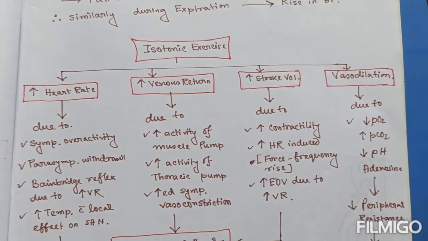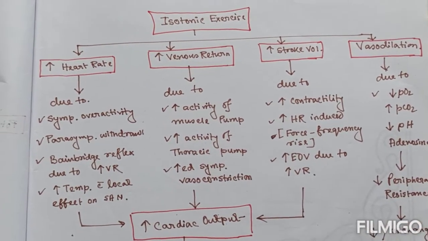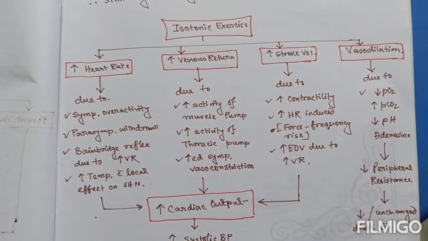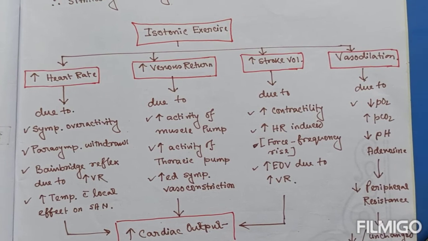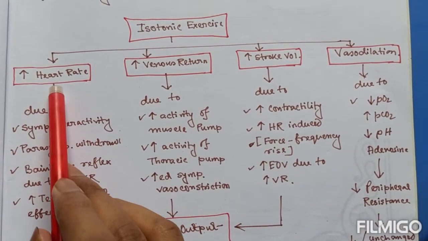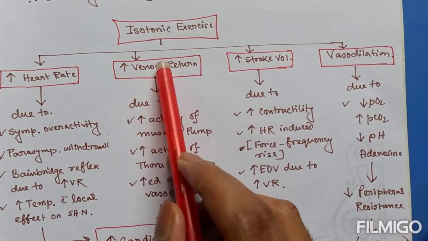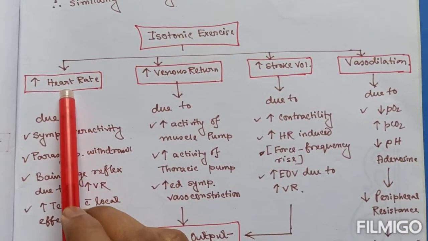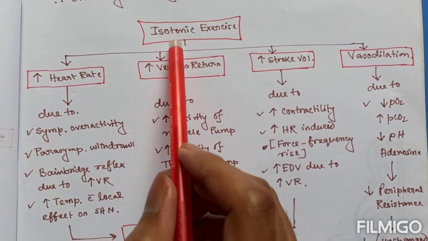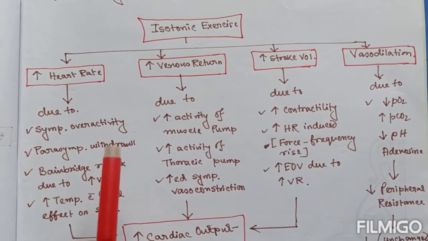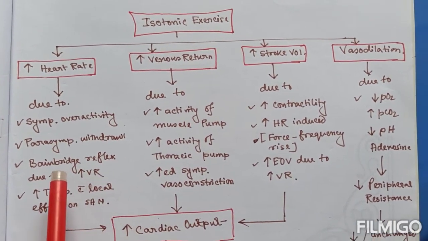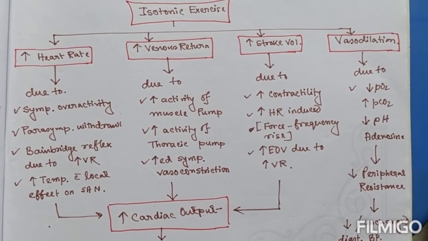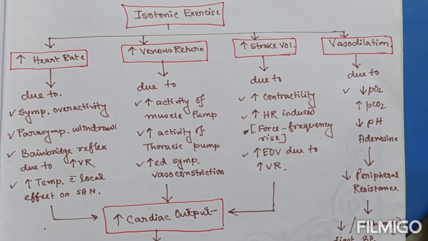Now we will discuss the effects of isotonic exercise on BP. Usually isotonic exercise causes an increase in systolic BP, and this is due to the effect of heart rate, venous return, stroke volume and vasodilation. Usually heart rate is increased due to isotonic exercise by sympathetic overactivity, parasympathetic withdrawal, Bainbridge reflex due to increased venous return, or temperature increase with local effect on the SA node.